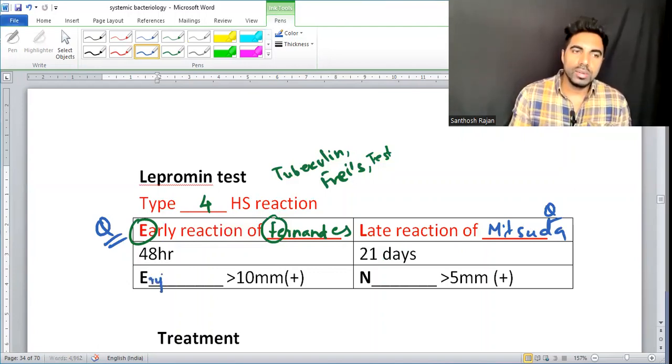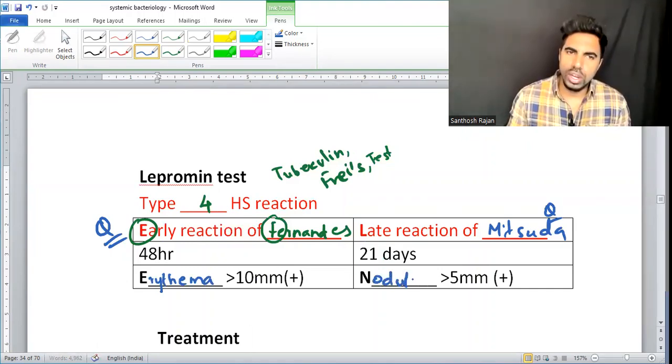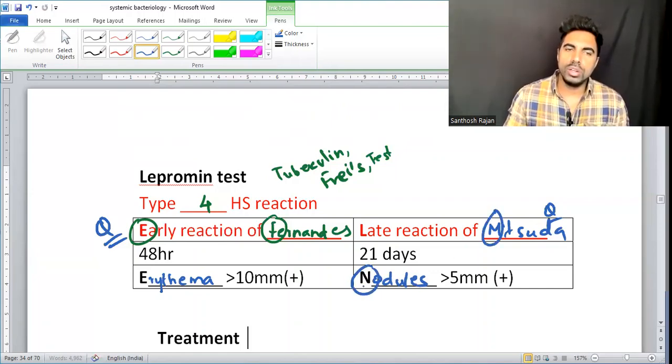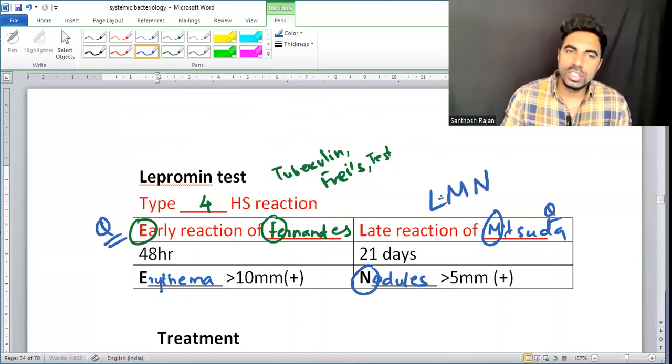So here what happened? In 24 hours you will see erythema, just more than 10 mm. But in the late reaction, you will see nodules. Even if you forget, remember LMN: Late reaction, Mitsuda, nodules, 21 days. And here, EEF: Early is Fernandez, and you see erythema within 48 hours.